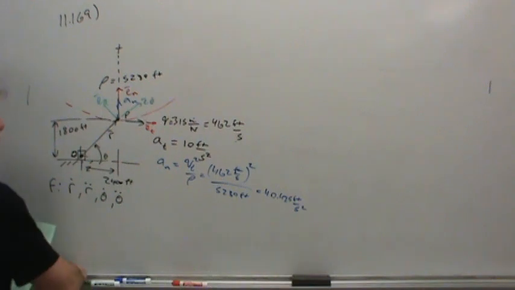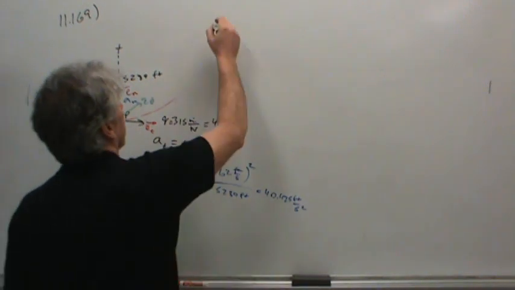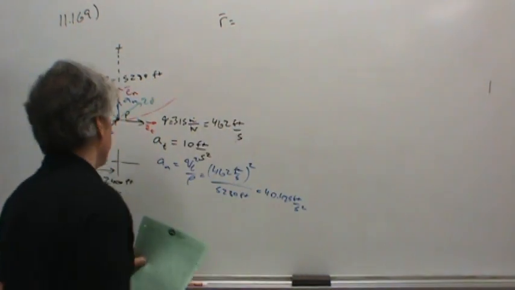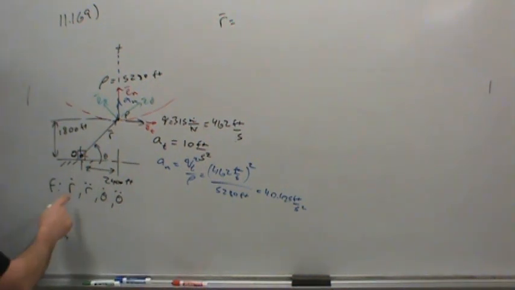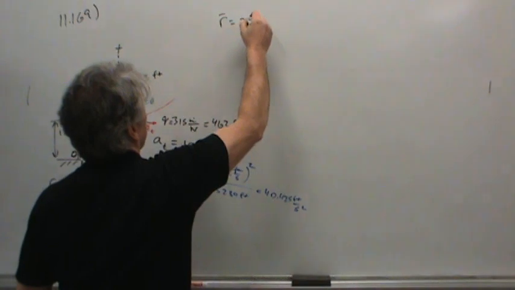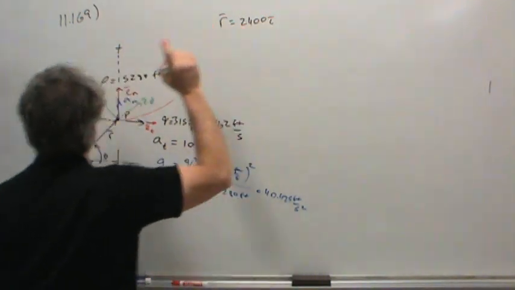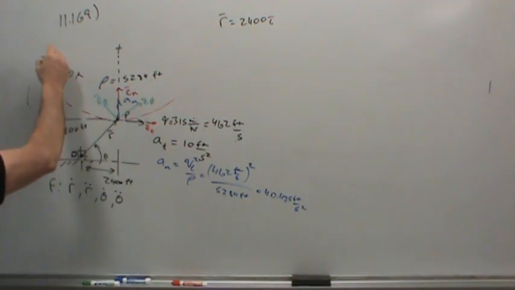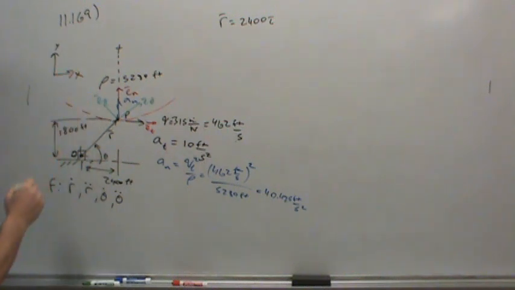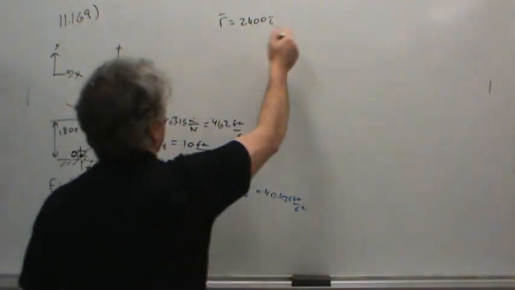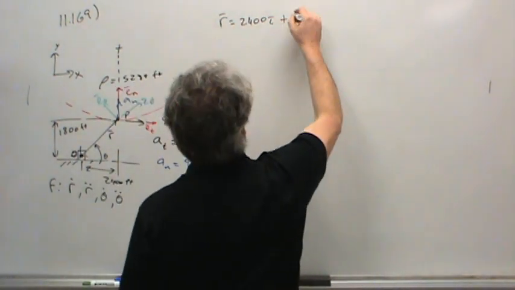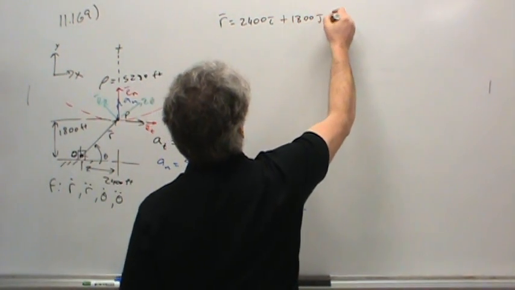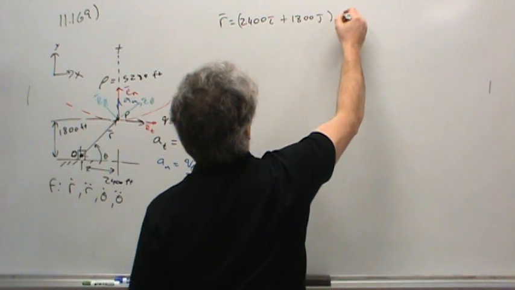So could I write, for example, vector R, could I write it down right now? Sure. Vector R goes from O to P. So that is simply 2400 in the I direction. Oh, by the way, we're going to use an XY coordinate system as well, because why not? Let's just bring everybody to the party. Okay. 2400 I plus 1800 J, and these are, of course, P.